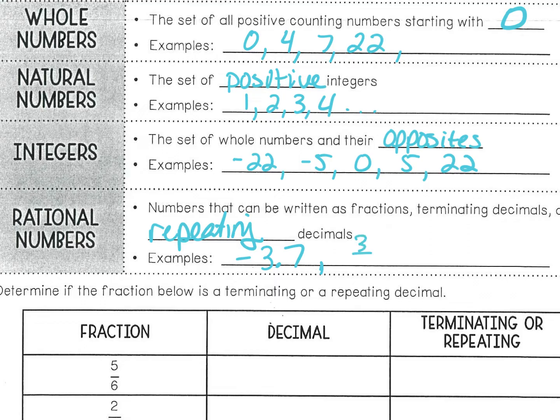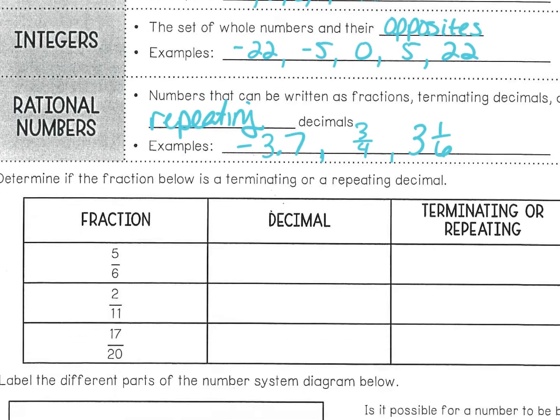So let's say like 3/4, that's rational because it becomes 0.75. Like 3 1/6 becomes 3.1666666 repeating, just like 3 1/3 is 3.33333 repeating. So it does repeat. There are a few numbers that don't fall in rationals, like our number pi, we'll talk about later in the year, things like that.